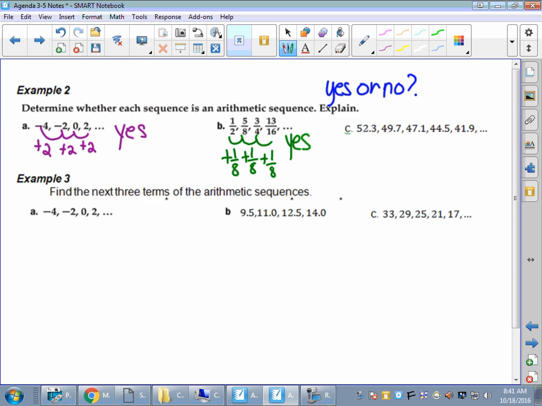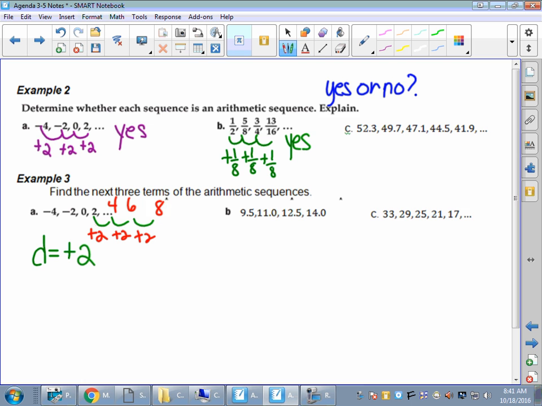So example 3, we're going to skip C. We'll do that one in class, both of these C's. Find the next 3 terms of the arithmetic sequence. For A, we already found out that it was an arithmetic sequence. We found out that the D value, or the common difference, we call the common difference D, is adding 2. So what will my next 3 terms be? Seems pretty simple, right? Add 2 and you get a 4, add 2, you get a 6, add 2 and you get an 8.